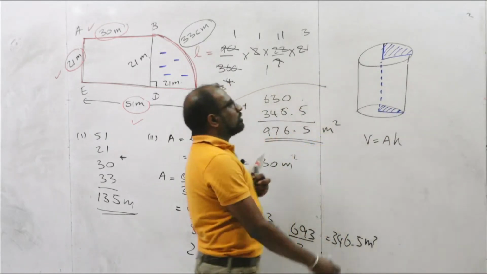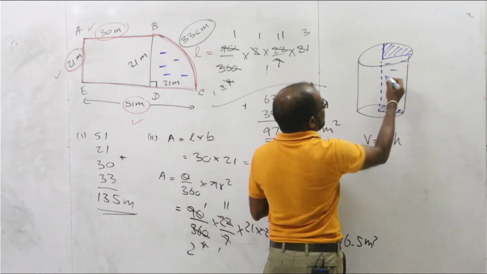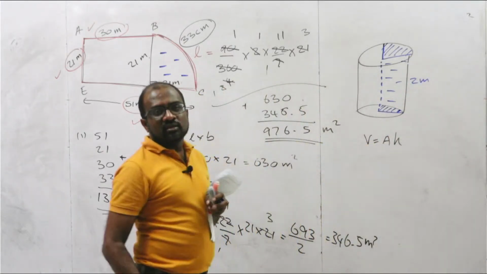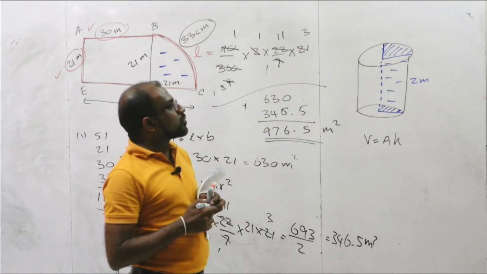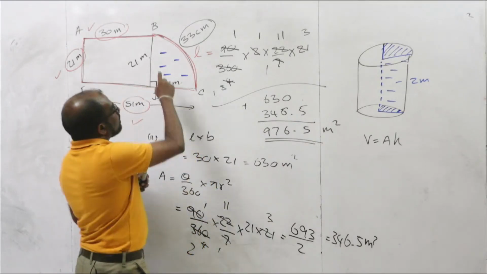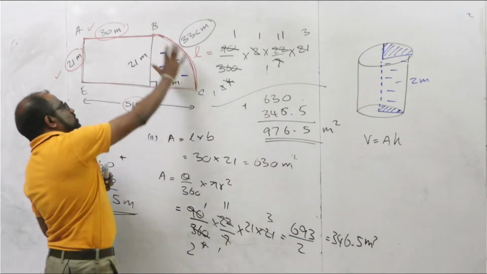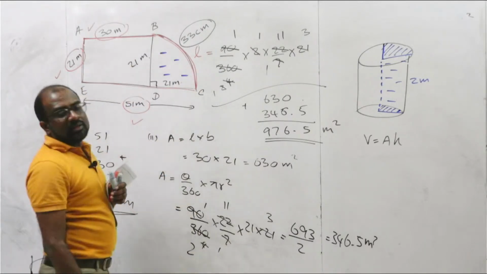Right. Here is the pond, and this is where the water is filled. Height is 2 meters, right? Then how can you find the volume of this one? What should we do to get the volume? The cross section area should be multiplied by the height. This surface area of the water should be multiplied by the height.